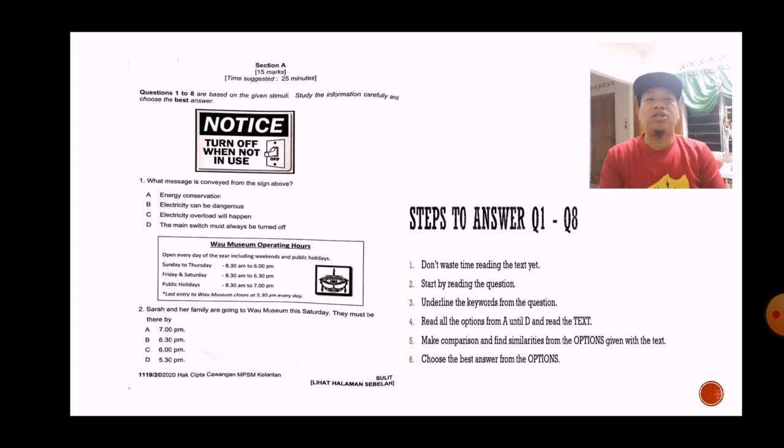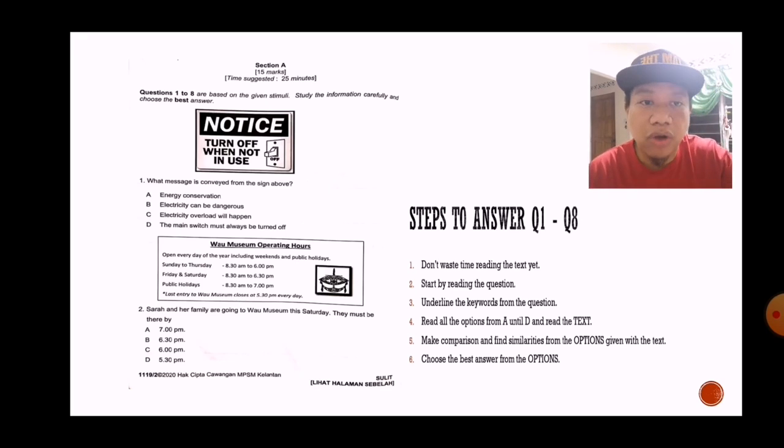Alright, so now let us look at number 2. So for number 2, you also apply the same technique, the same technique like what I have written down here. Steps to answer. Okay, let us read the question. So Sarah and her family are going to Wow Museum this Saturday. They must be there by. So what is the keyword mentioned down there?